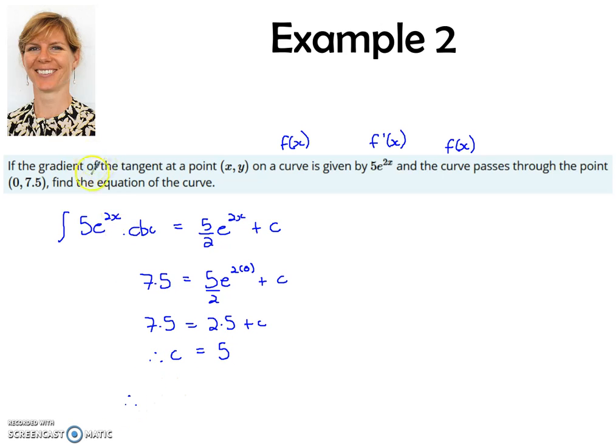And therefore, because it's asked for the equation, it hasn't just asked for finding the constant, the equation of the curve is therefore y equals 5 on 2 e to the 2x plus 5. And that's probably about as complicated as it gets for anything using Euler's number.